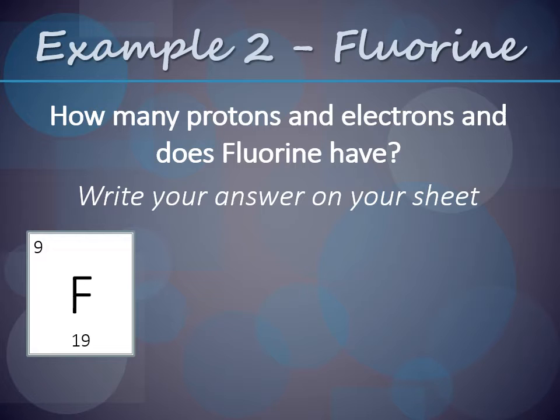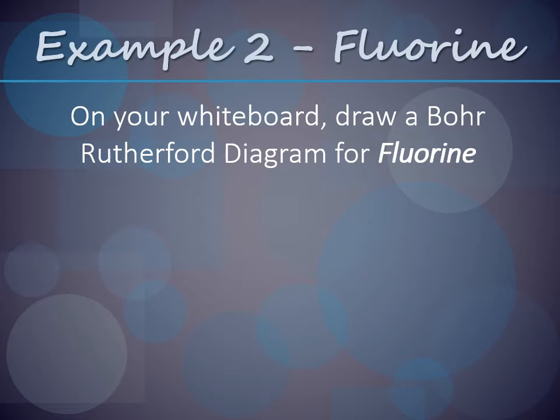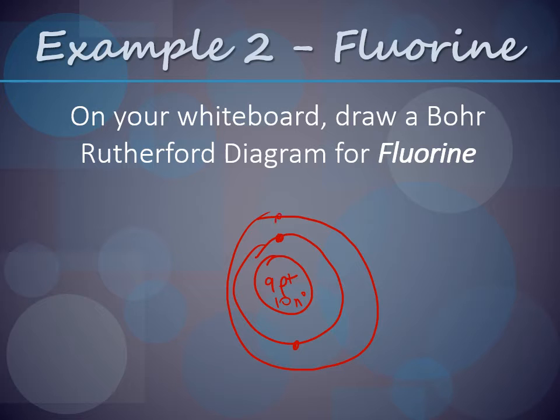Okay, try the next one on your own. How many protons and electrons does fluorine have? I hope you've written 9 protons, 9 electrons, and 10 neutrons. If you had to draw a Bohr-Rutherford diagram for fluorine, it should be 9p, 10n. Your Bohr-Rutherford diagrams are going to be way nicer than mine. Okay, there's my 9 electrons.